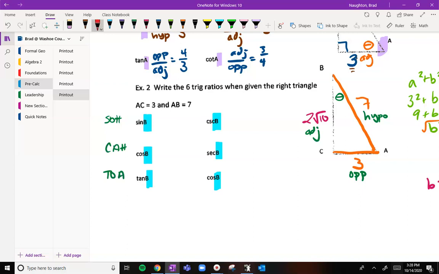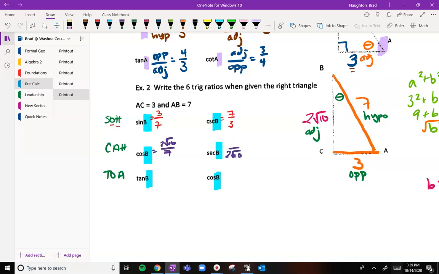The nice part here, ladies and gentlemen, is now that you've written that out, you don't have to write opposite over adjacent. Just saves you some time. So that is going to be the opposite over the hypotenuse, so that's going to be 3 over 7. And then we'll go over to the other side and just flip it. Cosine is going to be adjacent over hypotenuse, so 2 root 10 over 7. And this will be 7 over 2 root 10.